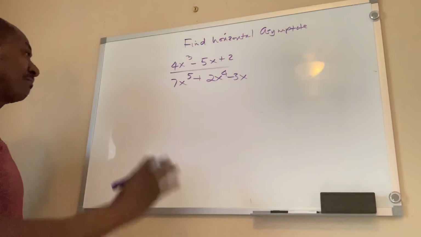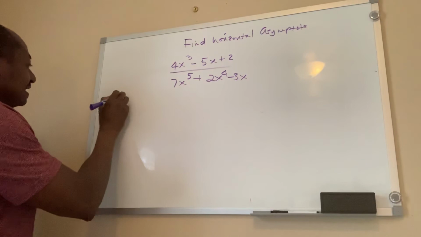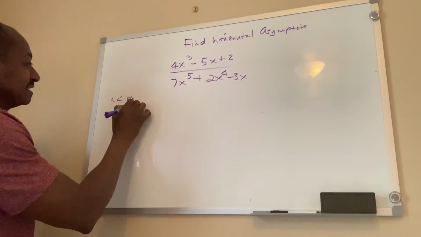You go back to the conditions that you were given, and clearly, if we look at this, we know that n is less than m. So the first condition is what we're going to use. This means that the line y equals 0 is your horizontal asymptote. Okay?